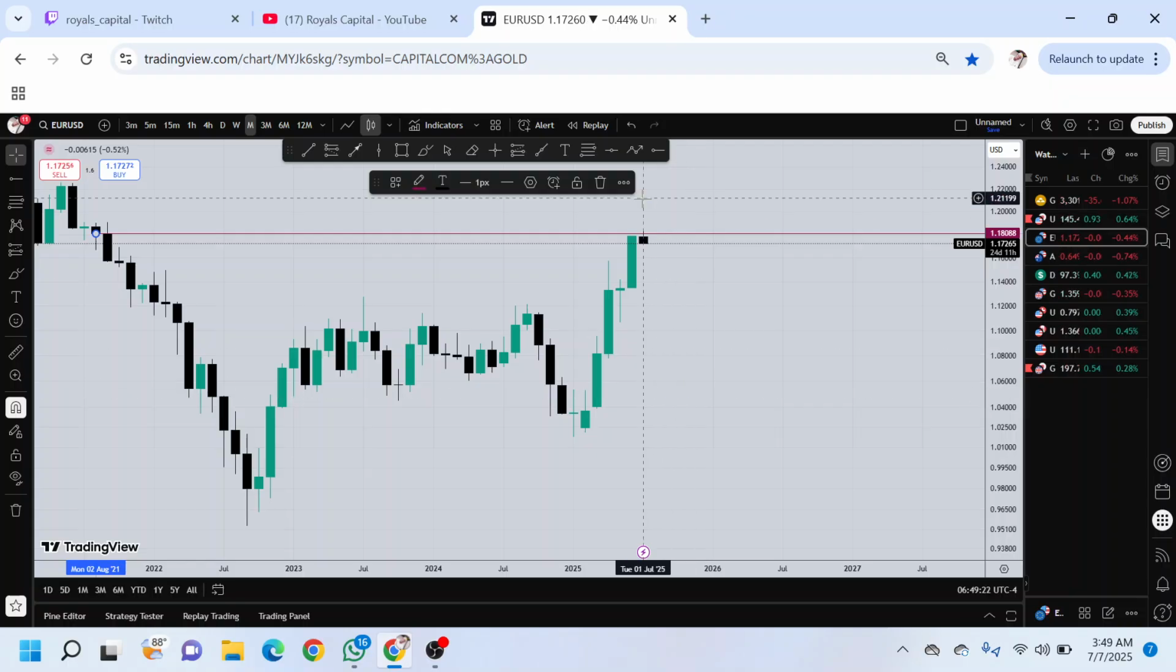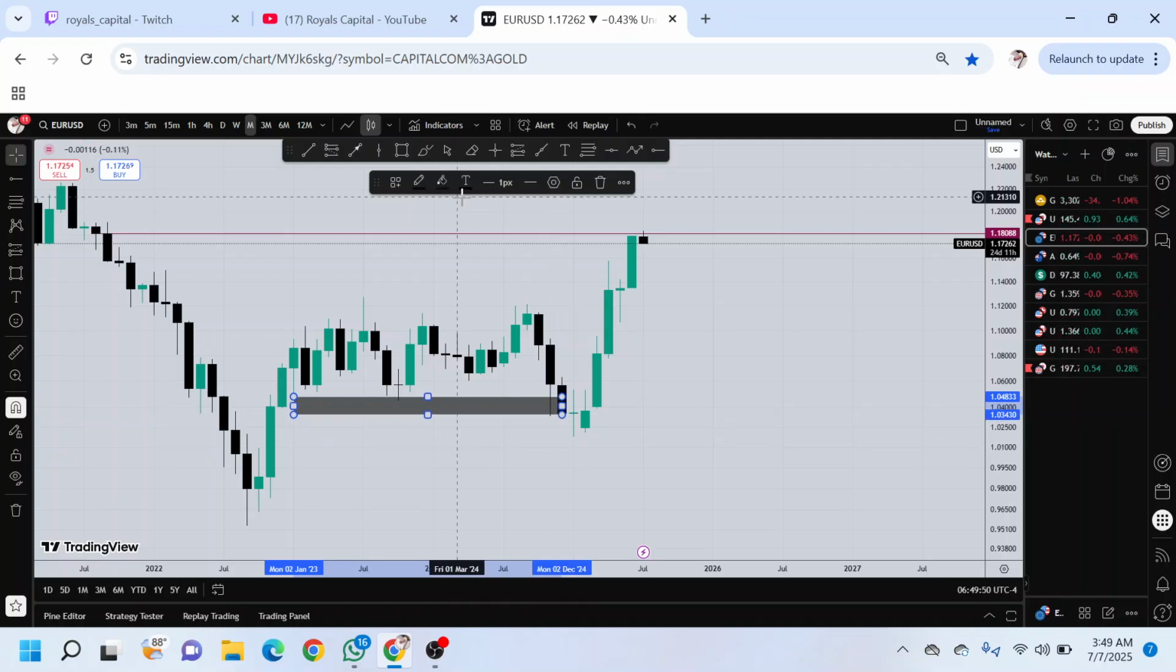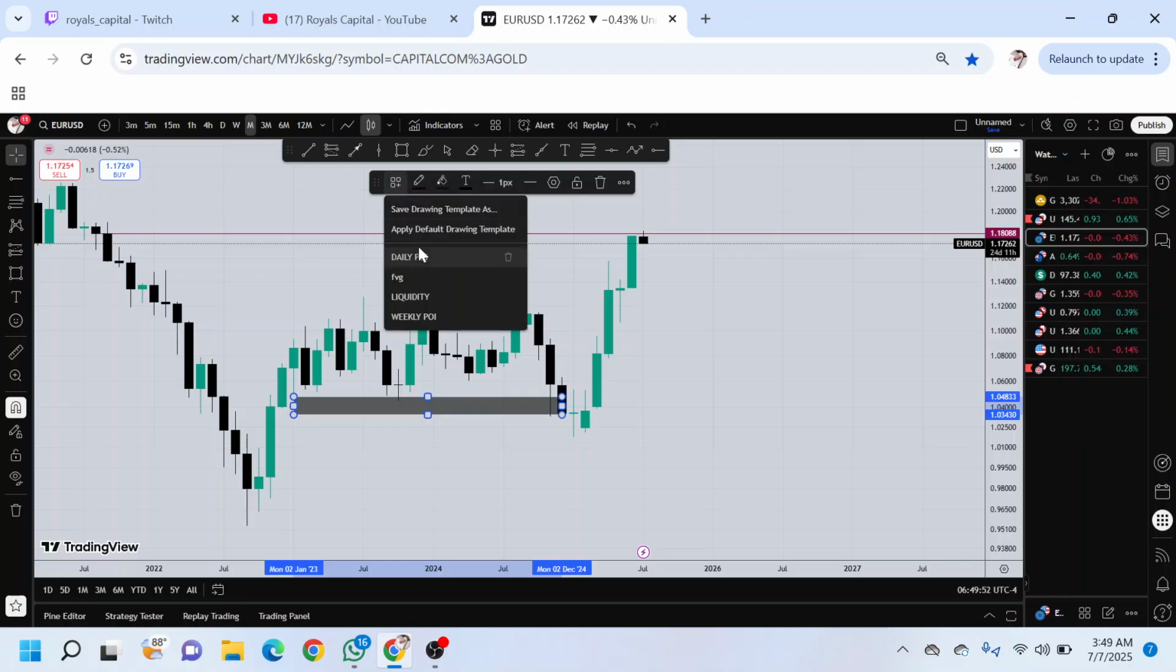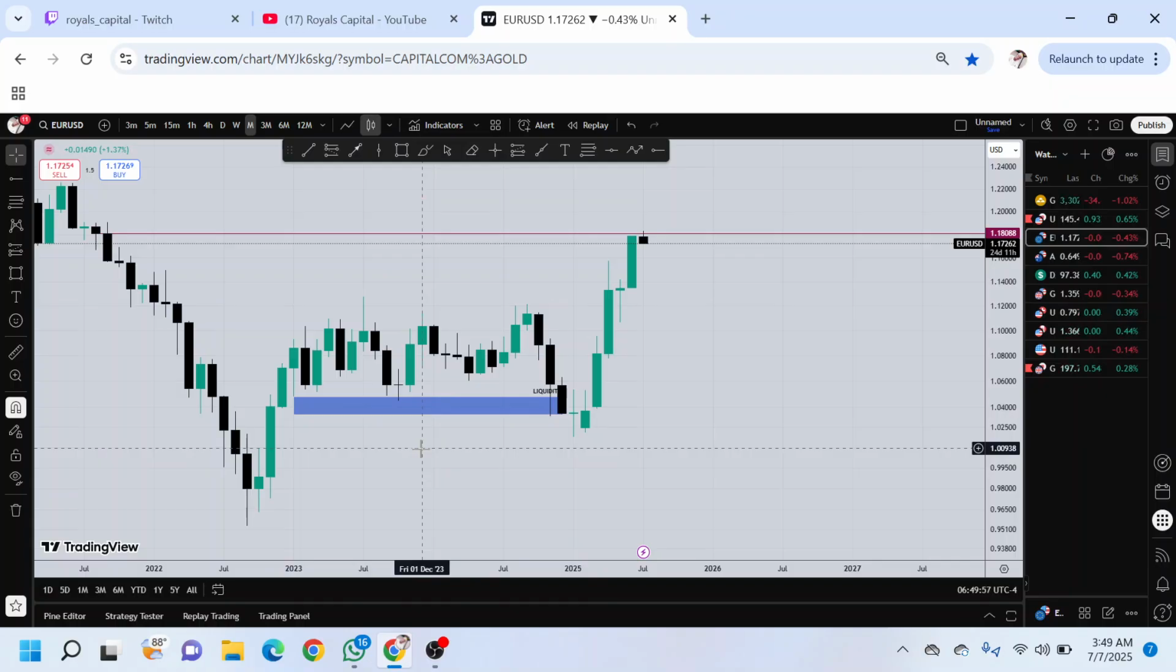So what we need to put into consideration, I'm going to mark this out so that whenever I come to the charts, I won't have to zoom, or whenever I'm at the monthly, I can always see this. So I'll mark this out as liquidity. And mind you, we are going to be using more of ICT concepts and very little support and resistance, because ICT works much more on these pairs. So this liquidity taken out.